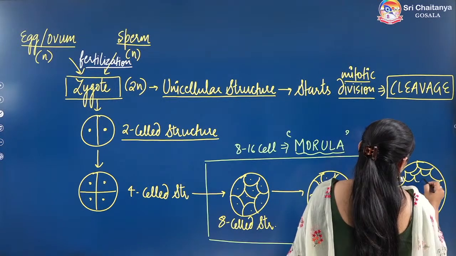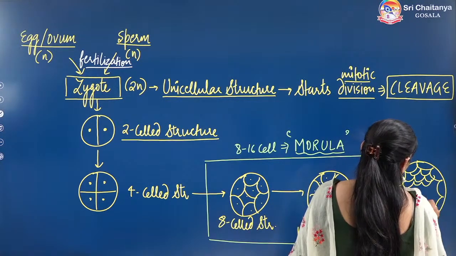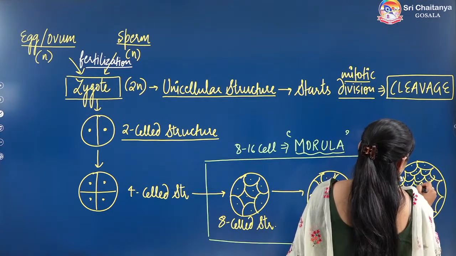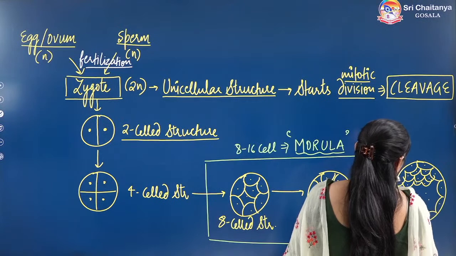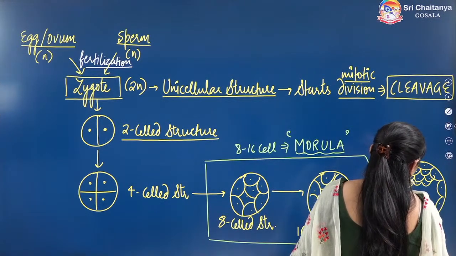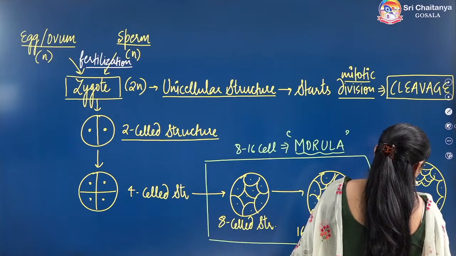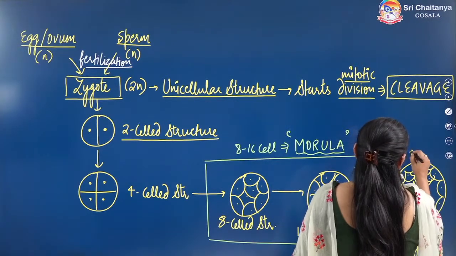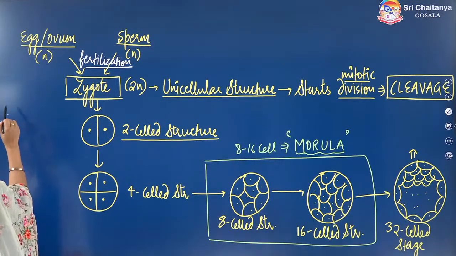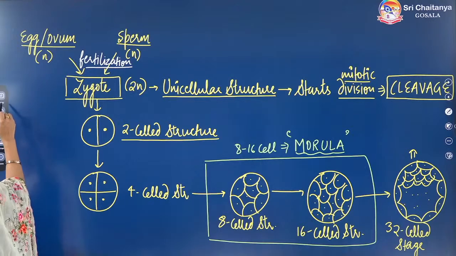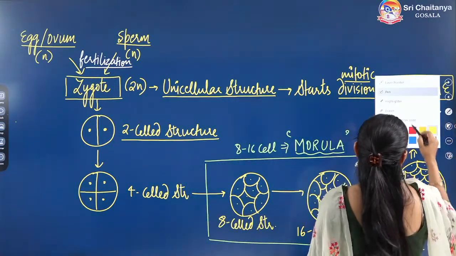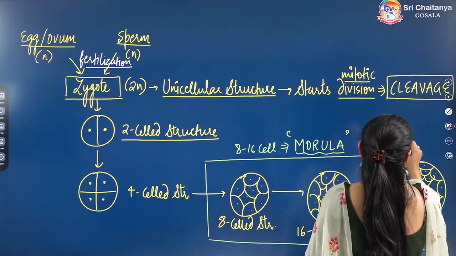You will see a cavity in the blastula like this. Here this is the cavity, and all these are the cells in the blastula. So how many cells are there in the blastula? This is the 32 celled stage, and it has a name, that is blastula, everyone.